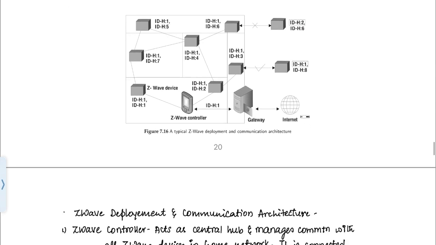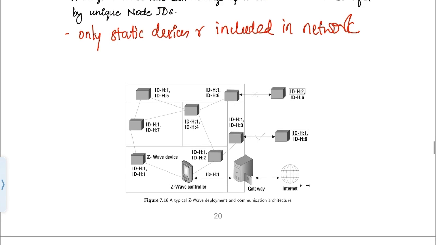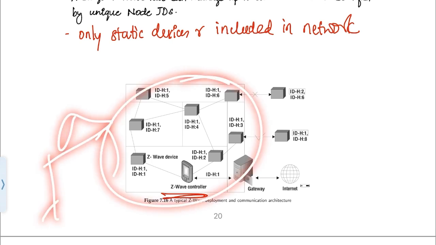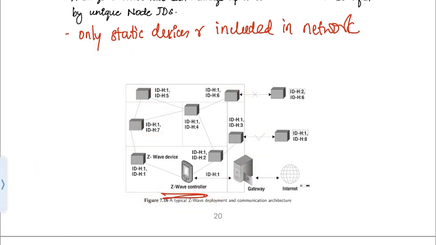Speaking about this figure 7.16, Z-Wave deployment and communication architecture. First we have the Z-Wave controller. The Z-Wave controller will act as a central hub and it will manage the communication with all Z-Wave devices in the home network. Assuming this as a home network, and all these are the devices, the Z-Wave controller will act as a central hub. It is connected to the internet to allow remote access and control.